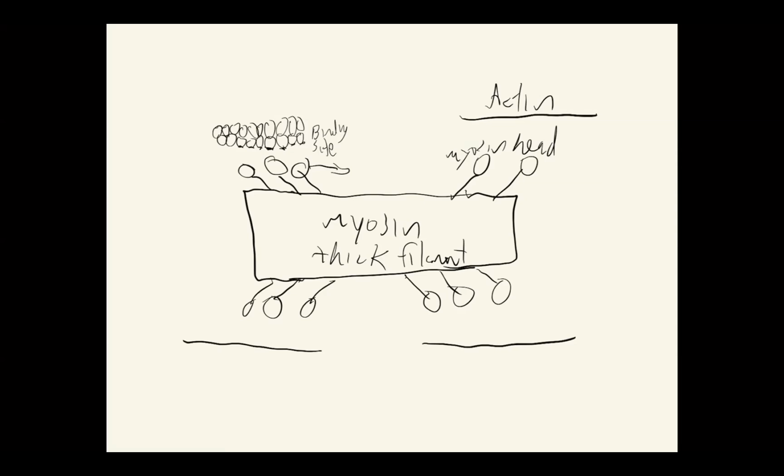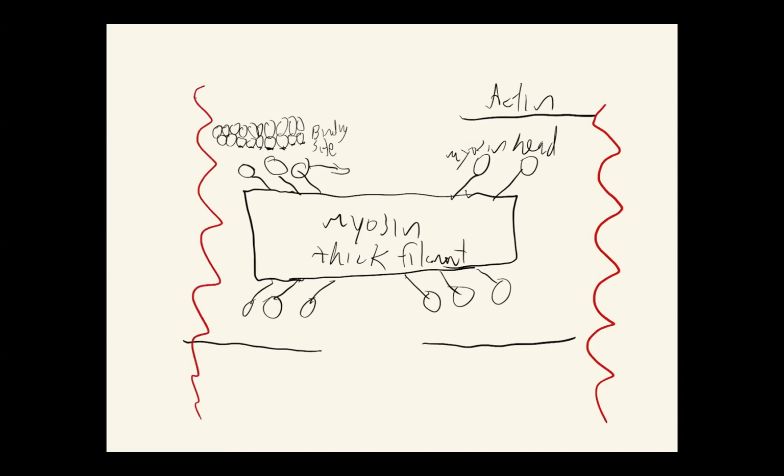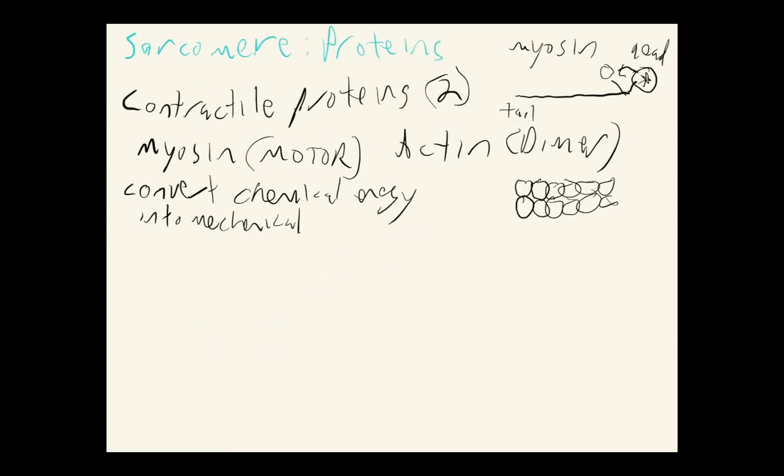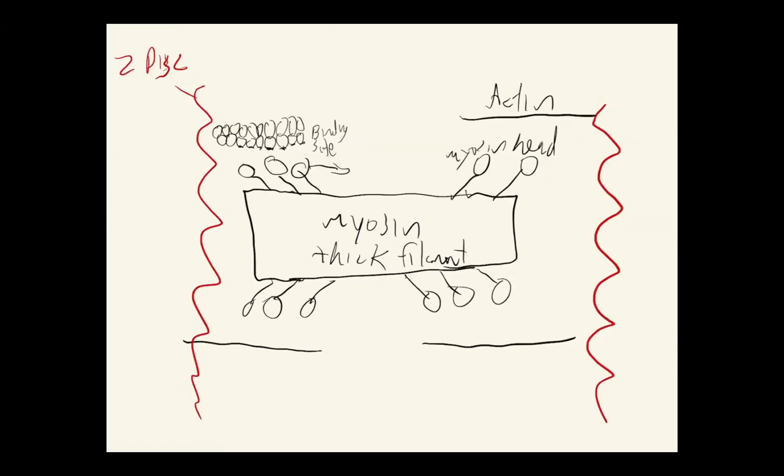What our actin is connected to is our first structural protein. Our first structural protein is this zigzagged protein known as the Z disc. So if we go back to our previous, we can now start talking about our structural proteins. And our first structural protein is the Z disc. The Z disc basically is the boundary of our sarcomere. It is the wall, right?